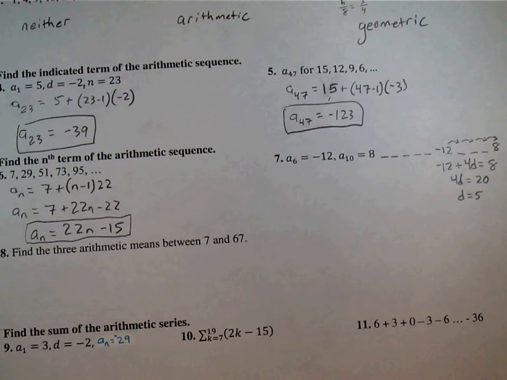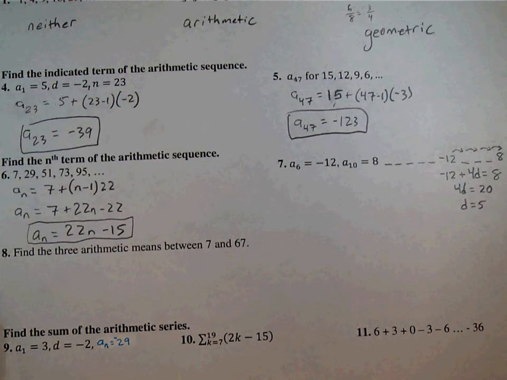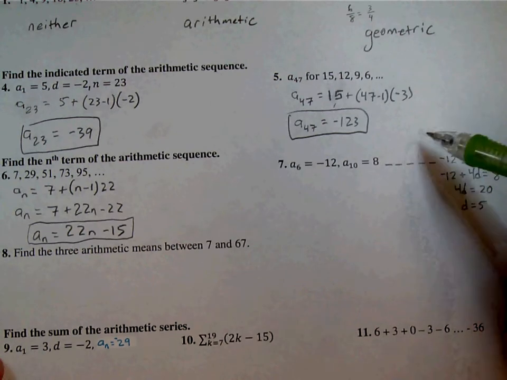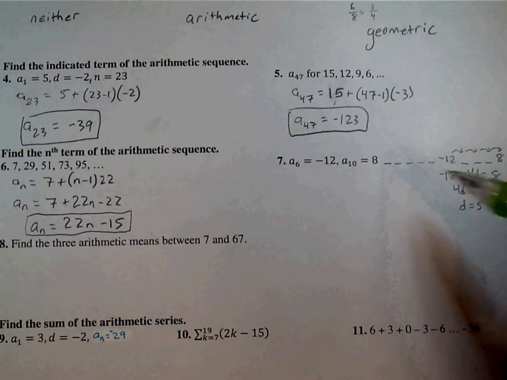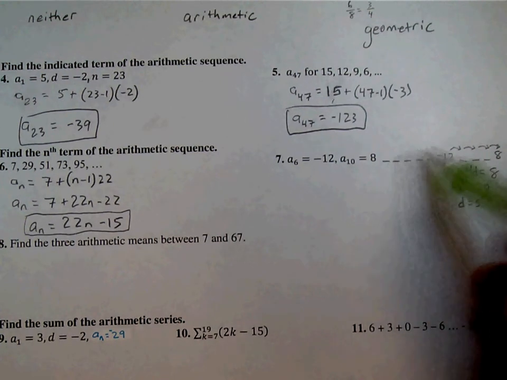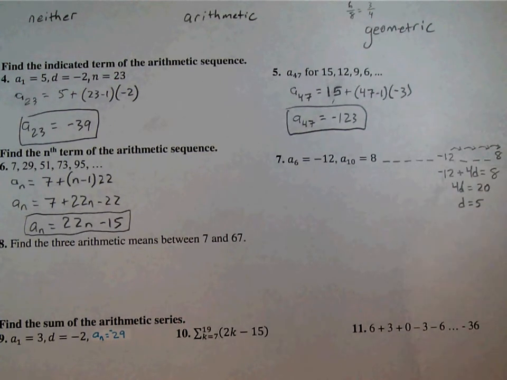Now that enables me to figure out the first term, which is ultimately what I'm going to need. So we can do one of 2 things. I can work backwards and subtract 5, or realize that for a sub 1, I'd have to add 5 once, 2, 3, 4, 5 times to get to negative 12. There's a lot of ways to look at this.